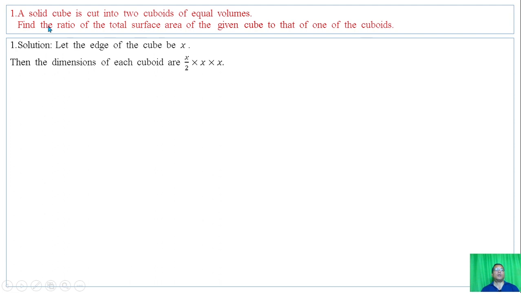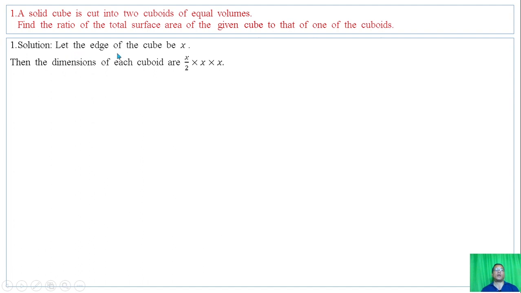Question number 1. A solid cube is cut into two cuboids of equal volumes. Solid cube amakak manaba volume manaba cube anida kakatli. Find the ratio of the total surface area of the given cube to that of one of the cuboids. Surface area, total surface area cube is 2 cuboid adu putu haven.